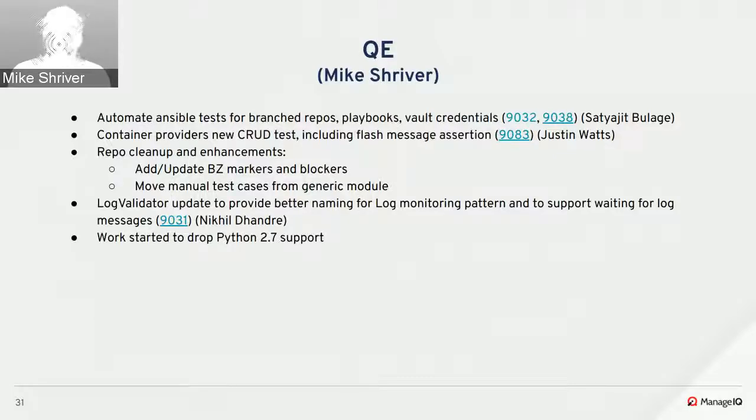Nikhil Dehandre authored a log validator update that supports a wait keyword argument, so we can wait for messages to appear in the logs, and has provided some better naming for our log monitoring to update the functions that are called to start monitoring the logs and to validate the logs. Yaroslav Henner has some upcoming updates that will actually add a context manager to that log validator, pushing its behavior to be even better. And I've started work dropping support for Python 2.7, getting ahead of its eventual deprecation in January 2020. That's it from QE.